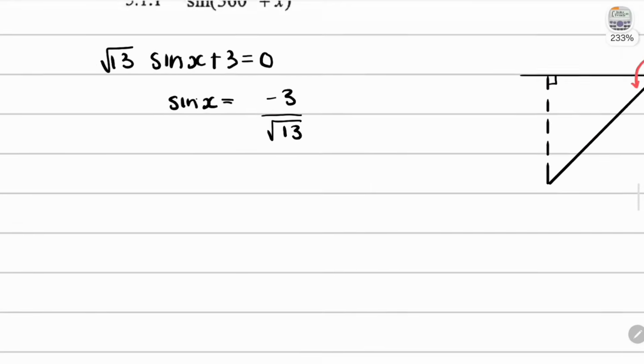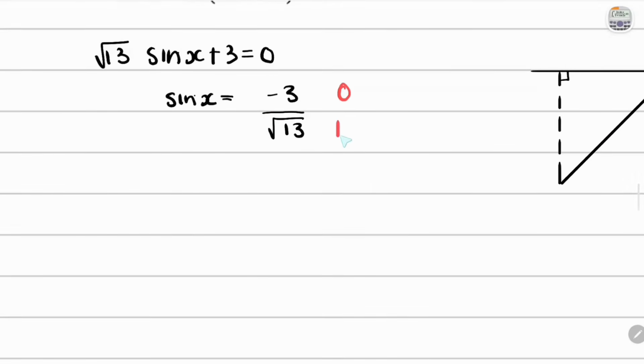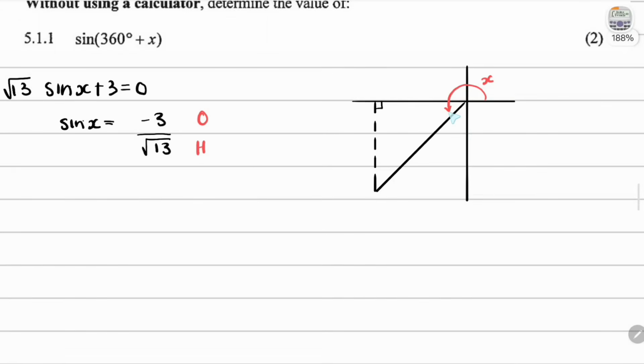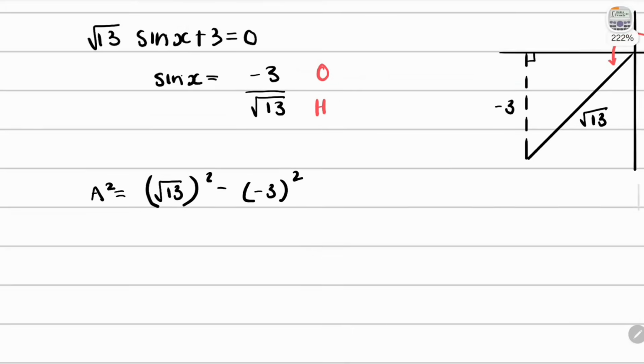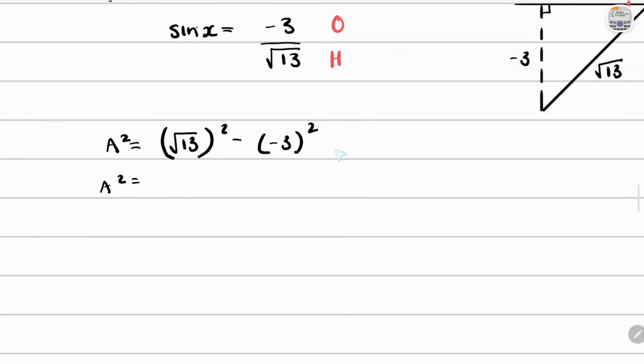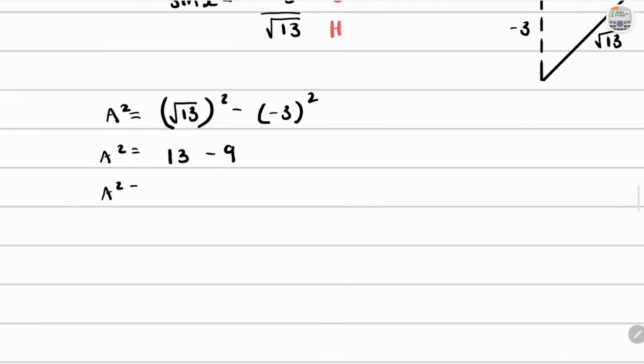So that's x. Now we also know from SOHCAHTOA that sine is opposite over the hypotenuse. So the opposite side is negative 3, and the hypotenuse is the square root of 13. So all we have to find is the adjacent side. You can say to find the adjacent side, a squared is equal to the hypotenuse squared minus the other shorter side squared. So minus negative 3 all squared. And then that's going to be a squared is equal to 13 minus 9. And a squared is equal to 4.